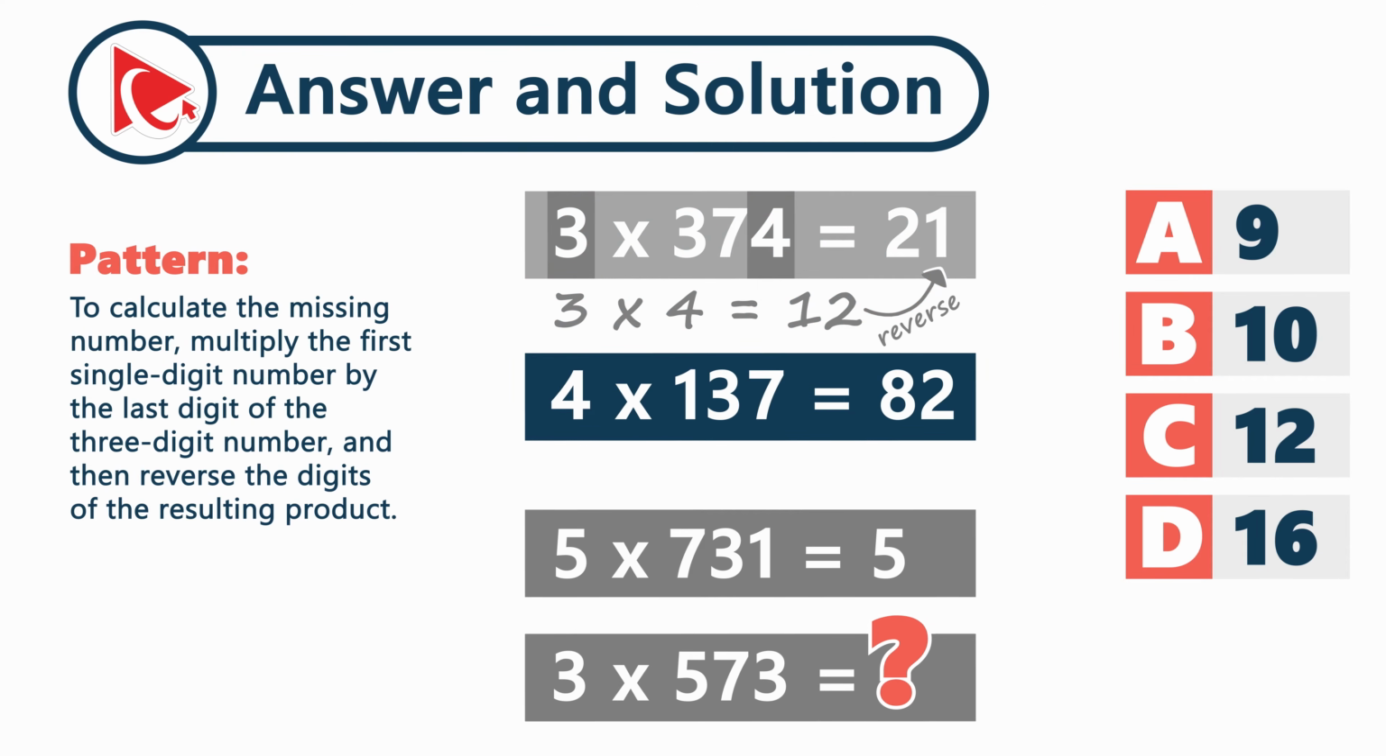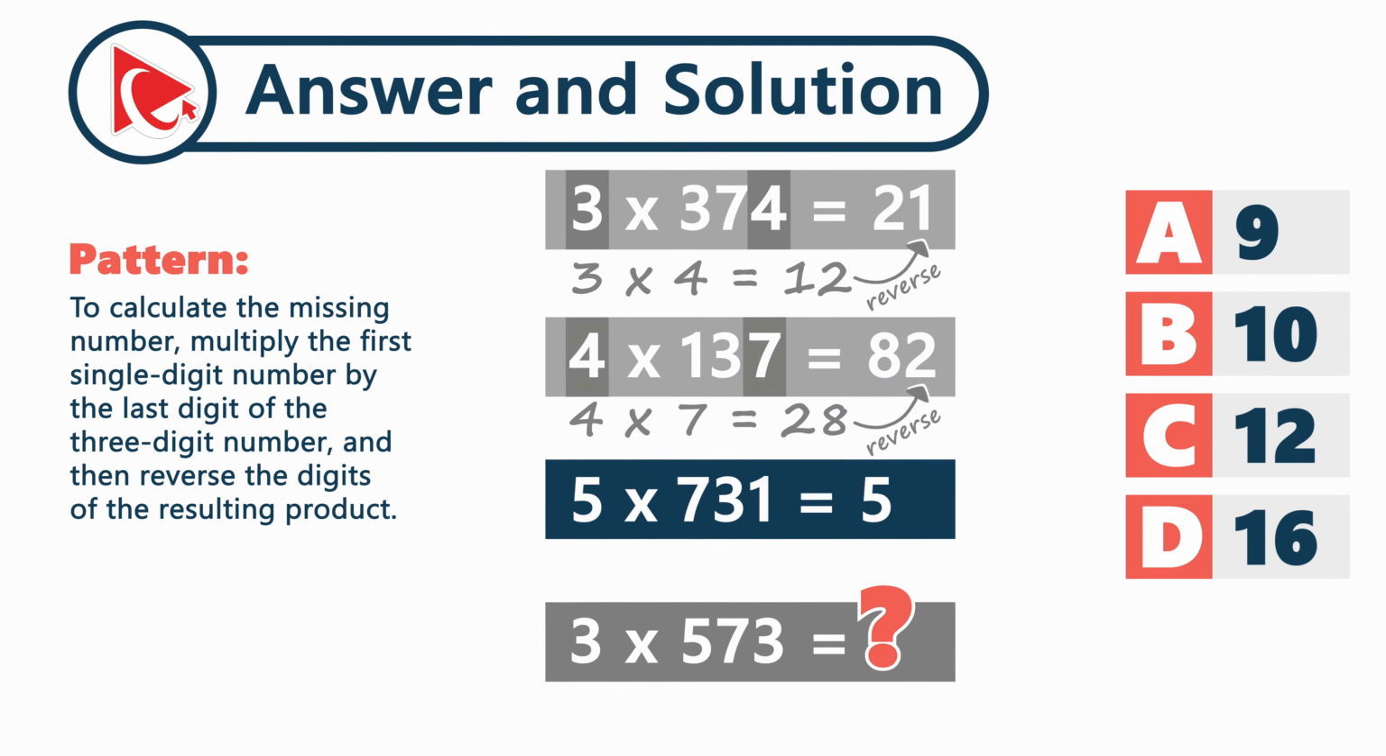4 multiplied by 137 equals 4 multiplied by 7 and equals 28. 28 reversed is 82. 5 multiplied by 731 equals 5 multiplied by 1 and equals 5. Since 5 is a single-digit number and cannot be reversed, it stays as 5. And, as you might have guessed, this information would be very helpful to calculate the missing number.